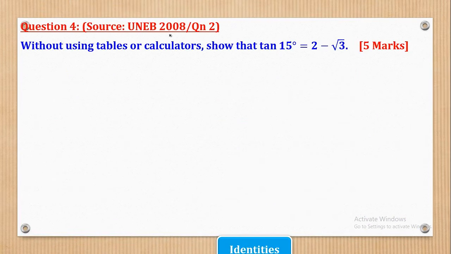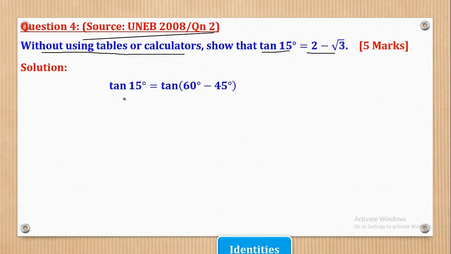Now we shall go to question 4, which came from UNEB 2008, paper 1, question 2, and it says, without using tables or calculator, show that tan 15 is equal to 2 minus root 3. So what we are going to do, we shall say that tan 15, this 15 can be got by saying 60 degrees minus 45 degrees.